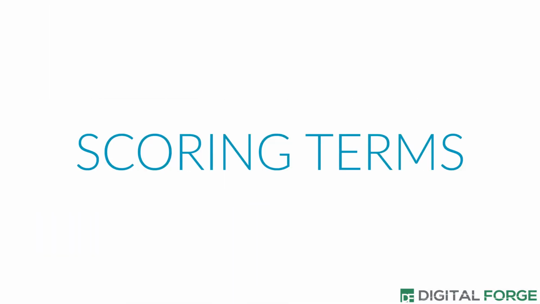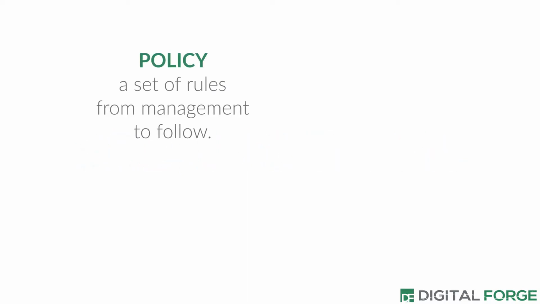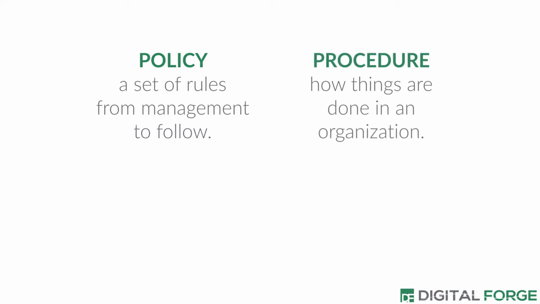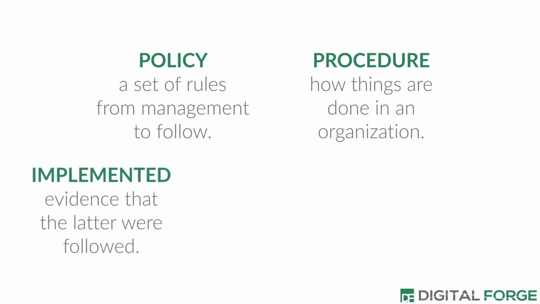What the scoring terms are. It's important to understand the terms used for scoring the controls. Policy is a documented set of rules that are created by management to follow. Management should also sign off on these policies. Procedure includes written requirements on how things are done in the organization. Implemented looks for evidence that policies and procedures are followed. Sometimes this is determined by interviews or other evidence.